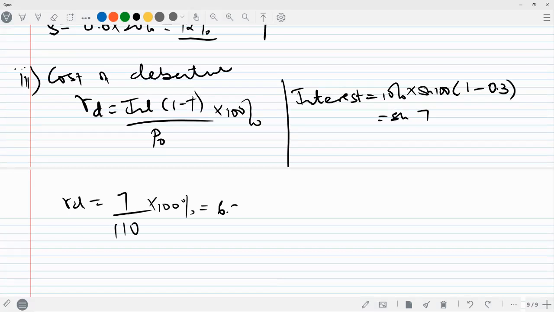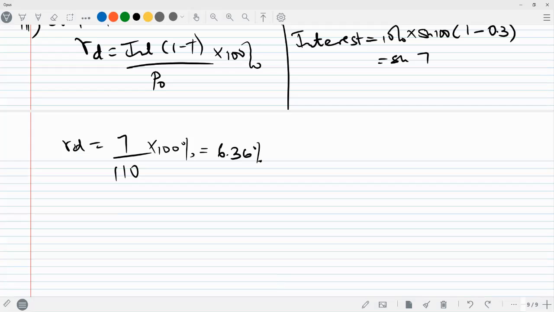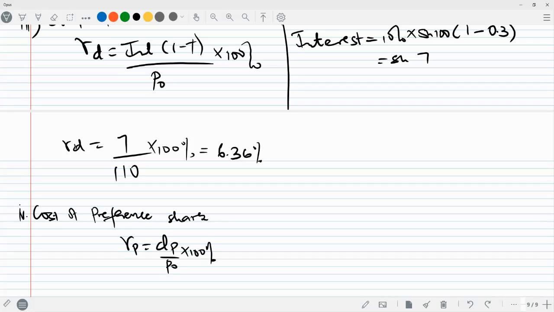6.36. 6.36% becomes therefore the cost of the debenture. Okay. Next, we get the cost of preference shares. Okay, cost of preference shares gives us the preferred dividend divided by the market value of those preference shares, expressed as a percent.